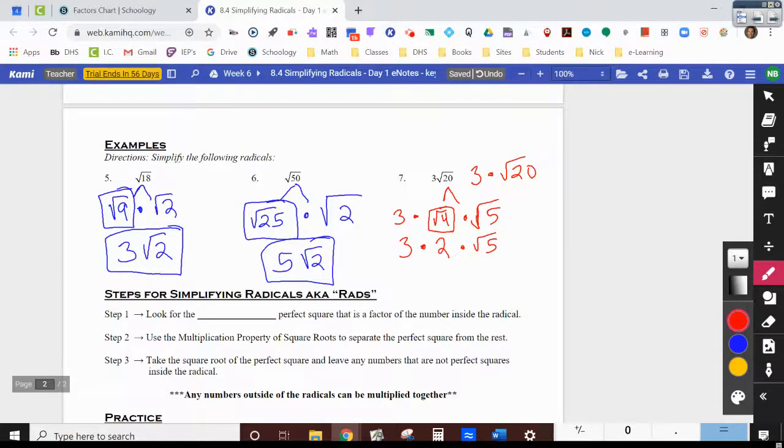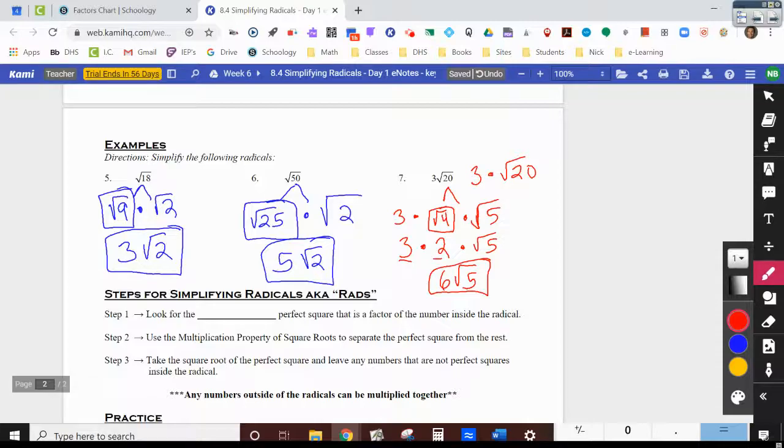Now I can just clean this up. I'm going to follow my normal multiplication procedures here, and I can multiply 3 times 2, which gives me 6. So my final simplified solution is 6 rad 5. Again, when you're doing these problems, I do need to see your work. I can't just see your final answer. I need to see those numbers broken down here.